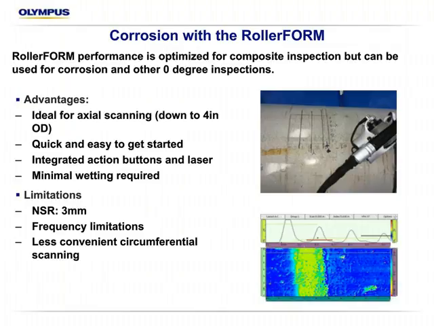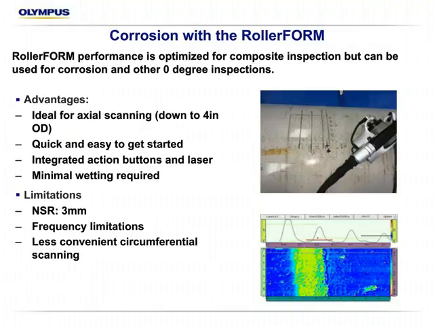It is very good for axial scanning, down to 4 inch, especially if you know the presence of corrosion is always in the bottom of your pipe, or maybe it's between 3 and 8 o'clock. You want to test the sides and the bottom. It could feasibly be used very readily for that. It's very quick and easy to get started. On a very smooth surface, it doesn't take much wettability. If you do have a very rough surface, it might take a little bit more water.